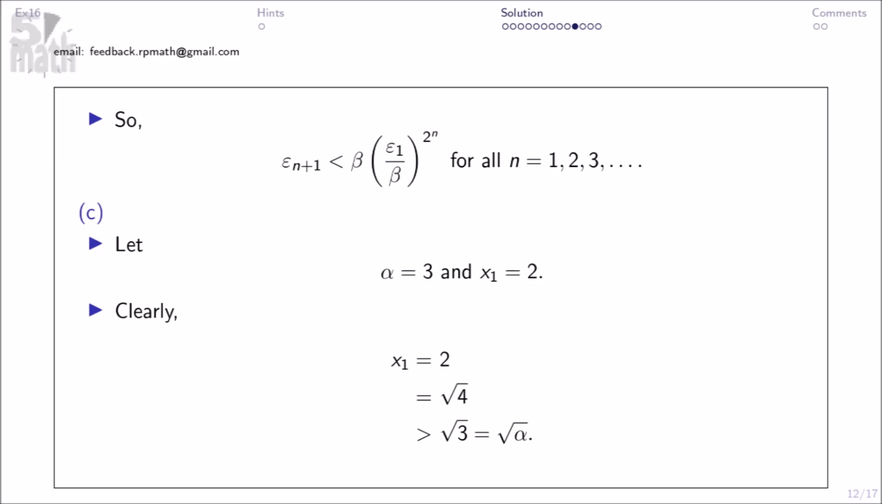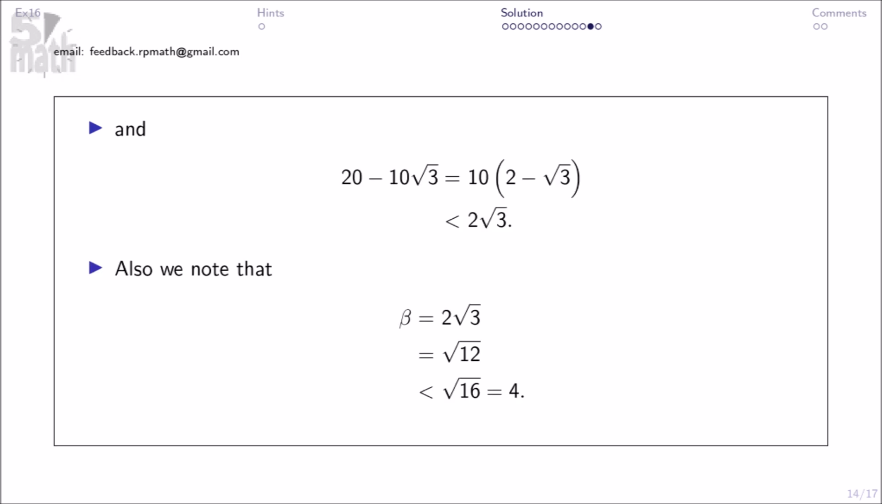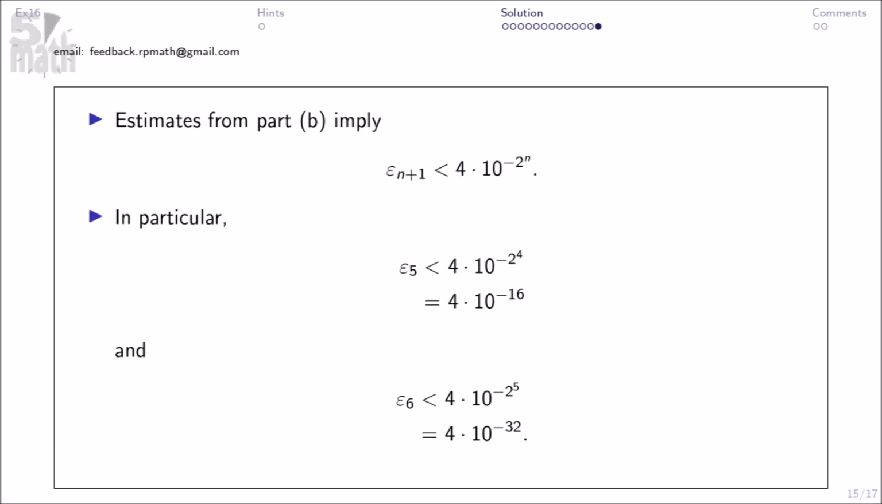C. Let alpha equal 3 and x1 equal 2. Clearly, x1 equals 2, which is the square root of 4, greater than 3's square root, the square root of alpha. Further, this, indeed, that. And this, also note the following. Estimates from Part B imply this, in particular, this and that.